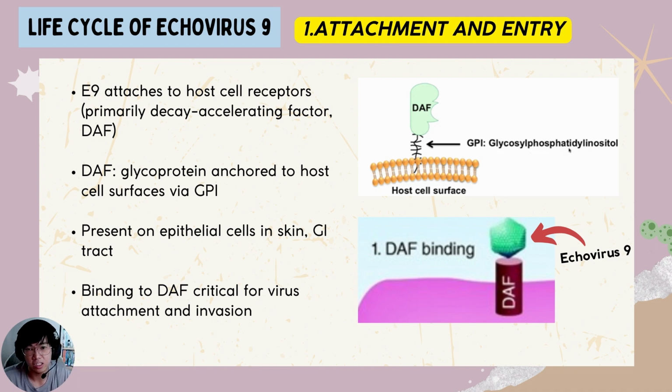Echovirus 9 initiates its life cycle by attaching to specific receptors on the host cell surface. The primary receptor used by E9 is the decay accelerating factor, DAF, a glycoprotein anchored to the host cell surface via GPI. DAF is widely represented on epithelial cells in tissues like the skin and the lining of the gastrointestinal tract. The binding of E9 to DAF is critical as it determines the virus's ability to attach to and invade the host cell.